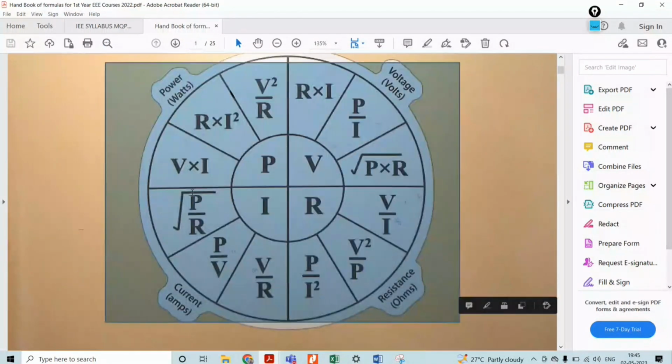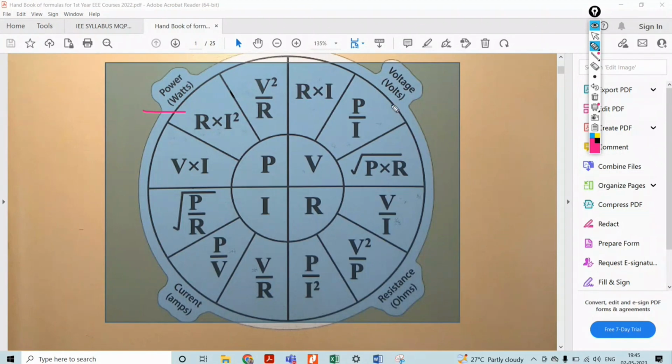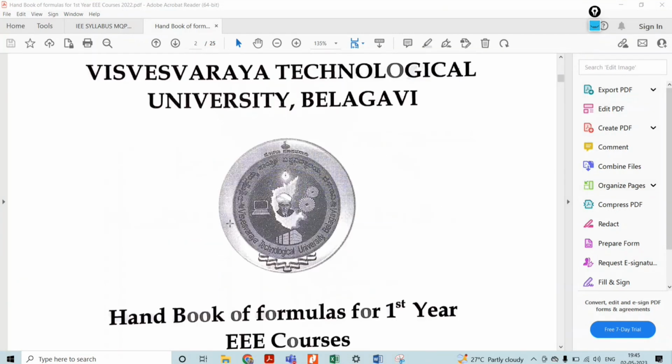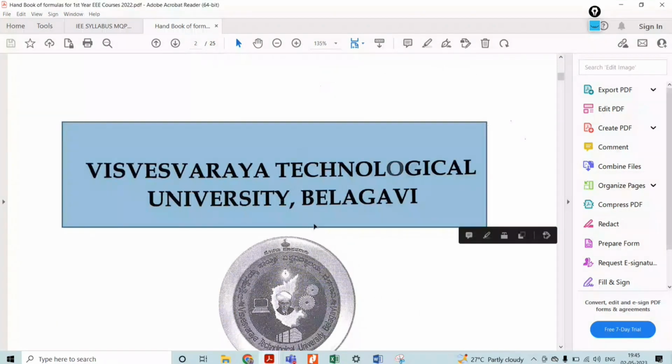Make use of these formulas to evaluate the particular quantities with respect to the power, the voltage, the resistance, and the current. These are the basic formulas requirement based on the data they have provided. This will be represented on the front page, which is to be provided in your examination.